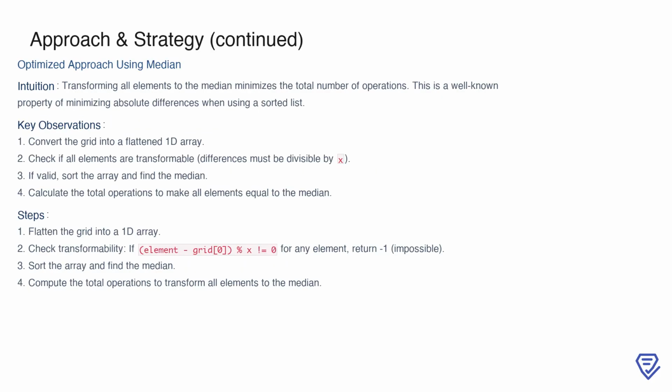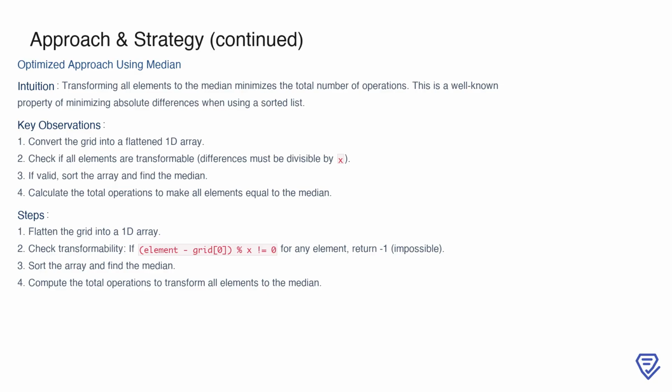To overcome the inefficiencies of the brute force method, we turn to an optimized approach using the median. The key insight here is that transforming all elements to the median minimizes the total of absolute differences, which directly translates to fewer operations. To implement this, we first flatten the 2D grid into a 1D array. Then, we check if all elements are transformable by verifying that the differences between elements are divisible by x.